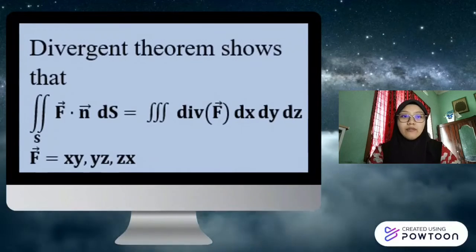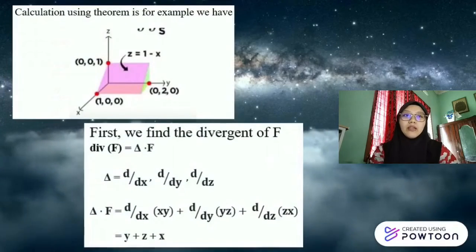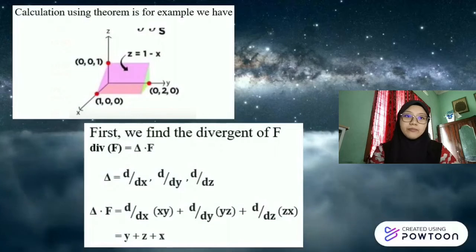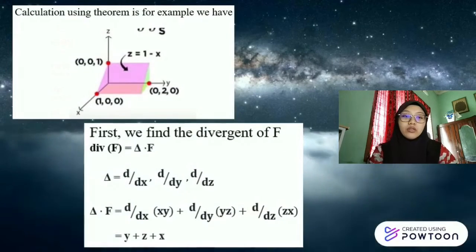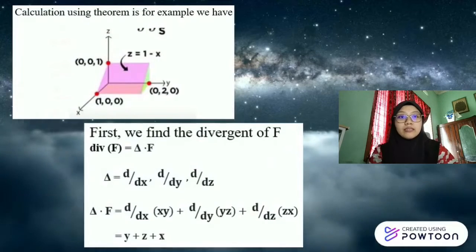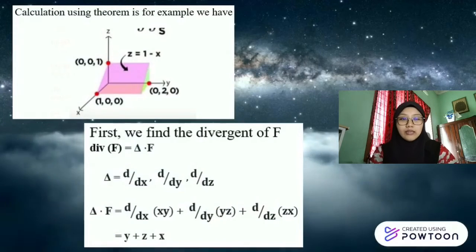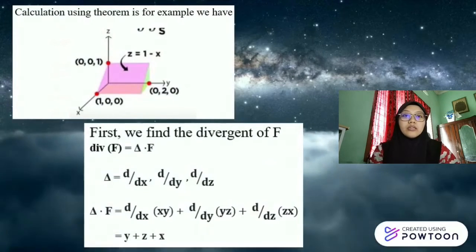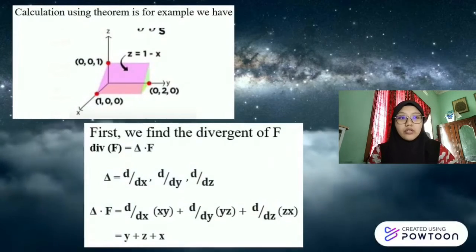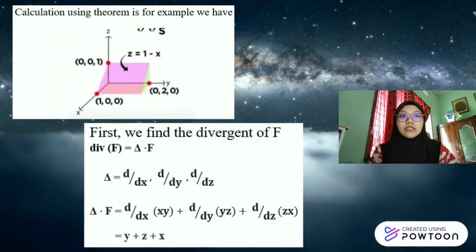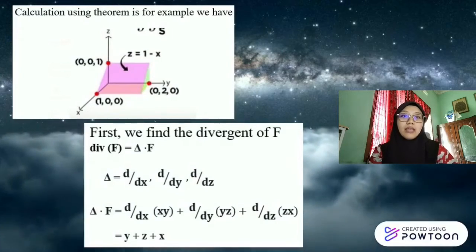We know that vector F is equal to xy, yz, and zx. So, for example, we have a solid to calculate using the theorem. First of all, we need to find the divergence of F. Divergence of F is equal to del dot F. As we know, del is equal to d over dx, d over dy, and d over dz. So, to find del dot F, we will use d over dx of xy plus d over dy of yz and d over dz of zx. That will be equal to y plus z plus x.